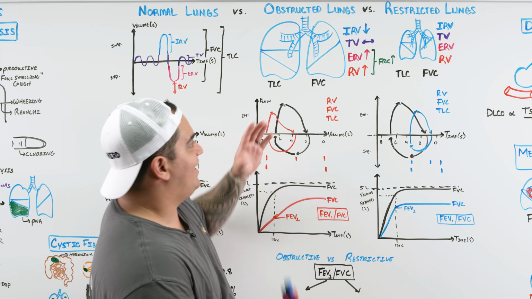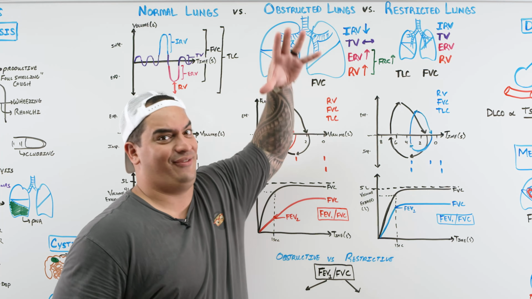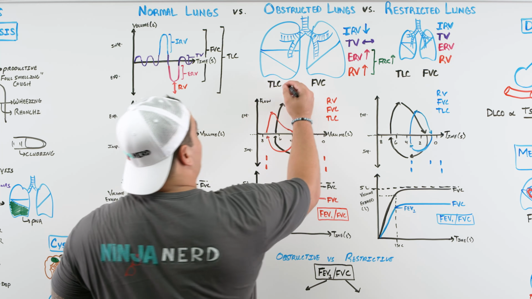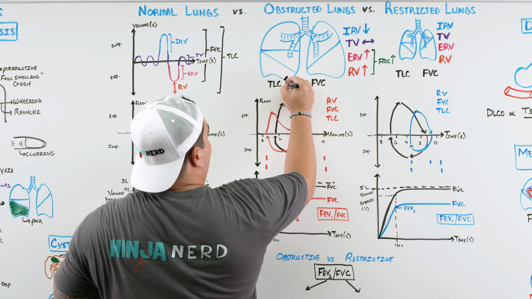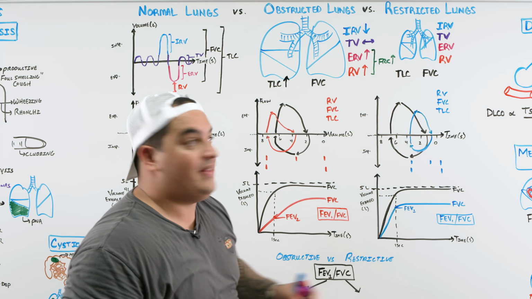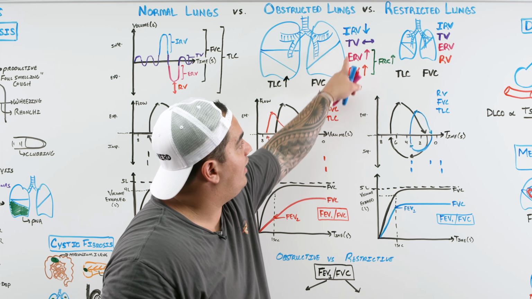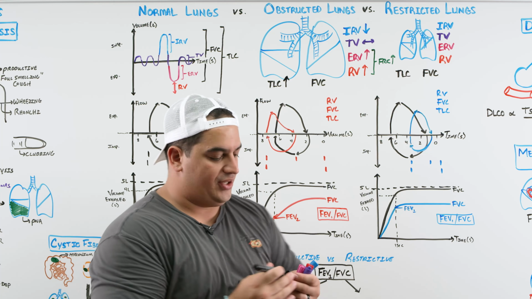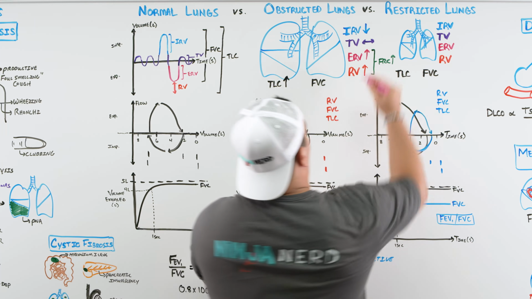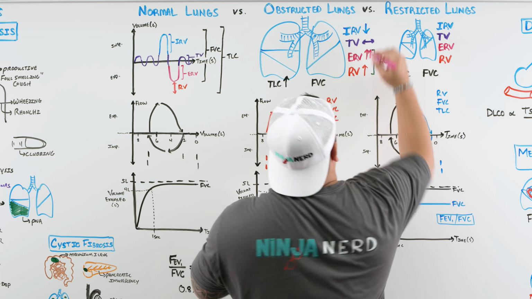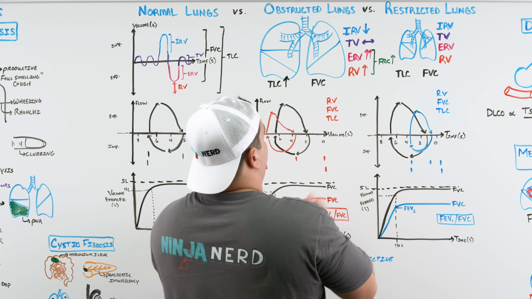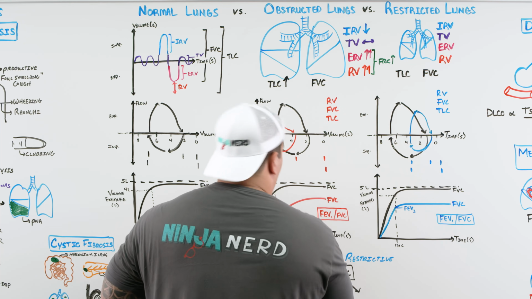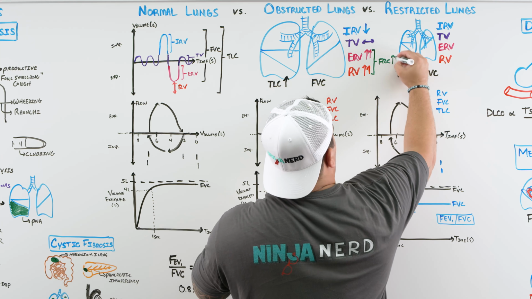If that's the case, this is actually going to cause the lungs to have a very, very large total lung capacity. The total lung capacity for obstructive lungs is increased significantly, okay? And that is in part due to these two factors. The ERV and the RV significantly increase. Just to put it in perspective, let's give this a double arrow here, and let's give this a double arrow here, okay? And therefore the functional residual capacity is going to increase.